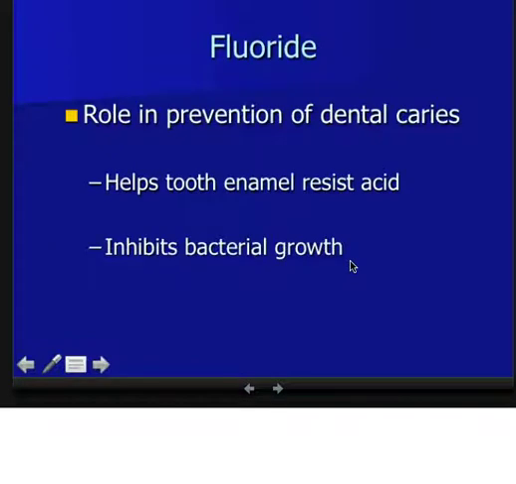Okay, fluoride. The reason that we put fluoride in drinking water is to prevent cavities. It helps tooth enamel resist the corrosive effect of acids produced by the bacteria in your mouth that feed off of the sugar left in the saliva. And it also inhibits overall bacterial growth.